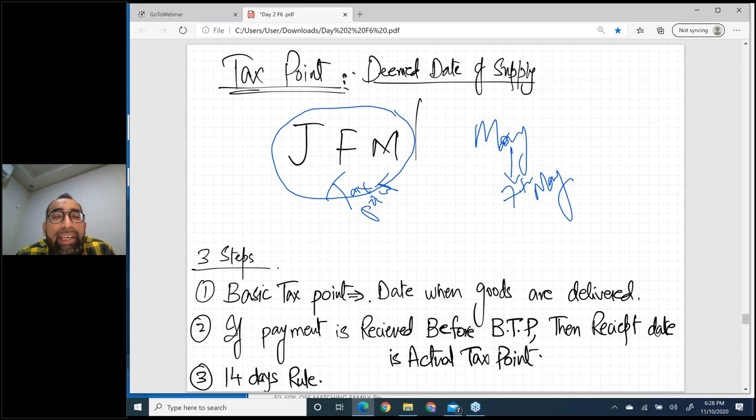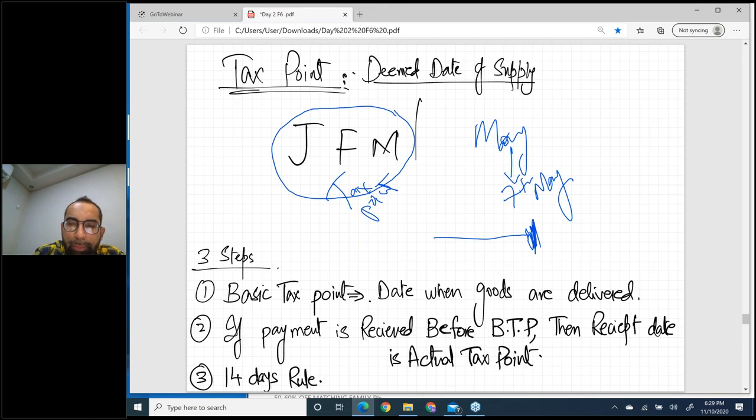I'm telling you the tax point for goods right now. Tax point for goods. Look at me. First of all, my dear students, you have to calculate BTP, the basic tax point. Basic tax point for goods is the date when you deliver your goods to the customer.